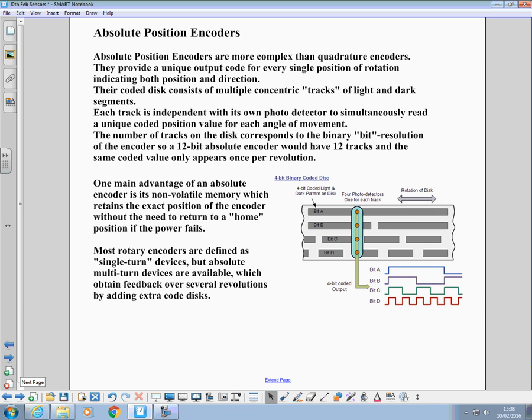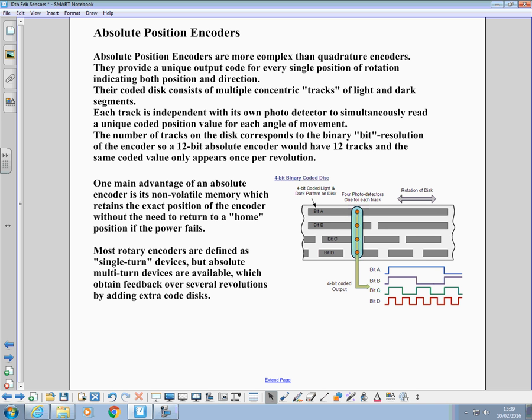Absolute position encoders. They are more complex than quadrature encoders. They provide a unique output code for every single position of rotation, indicating both position and direction.